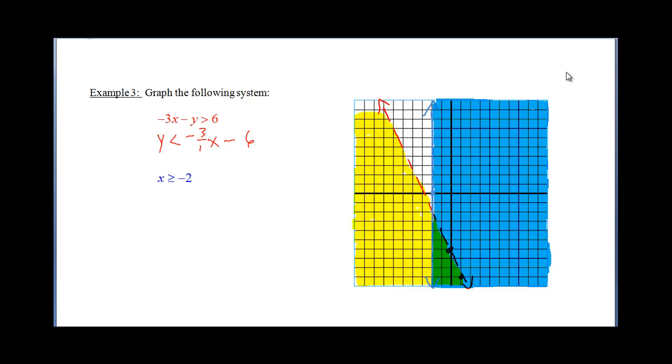And again, our region in green would be the region that would be our solution. That's where the two inequalities overlap.